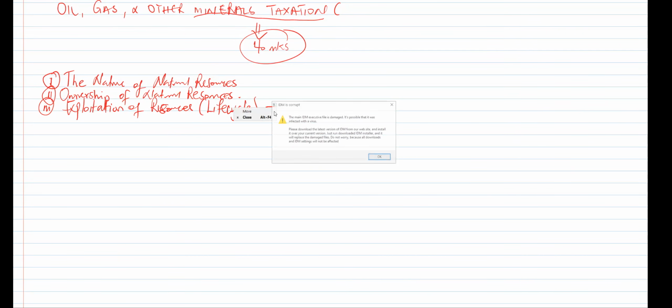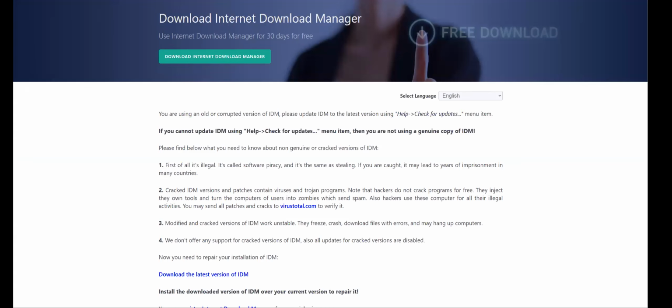right? Oh, why is IDM behaving this way? Oh, there's a bug that I need to fix.